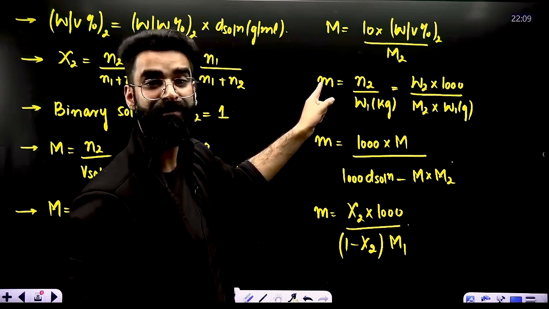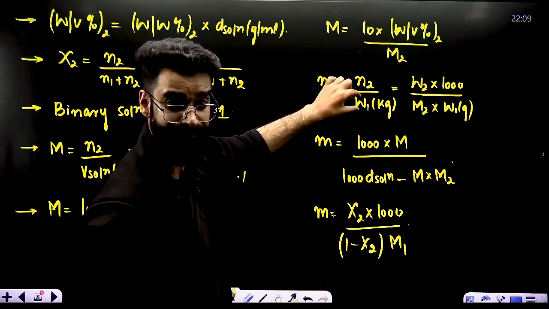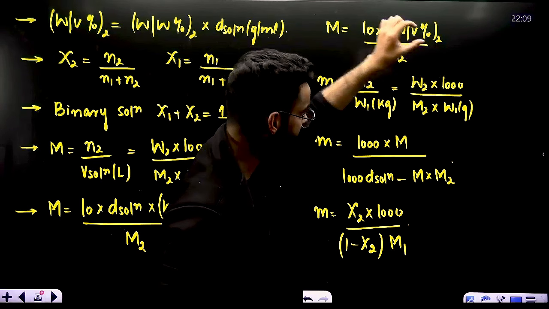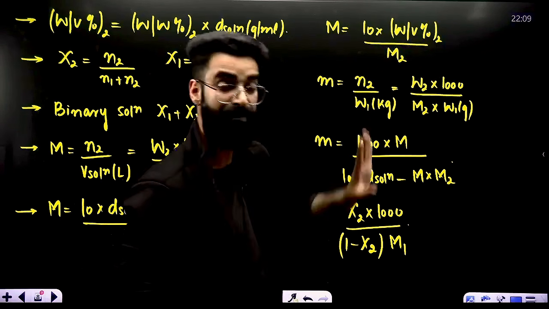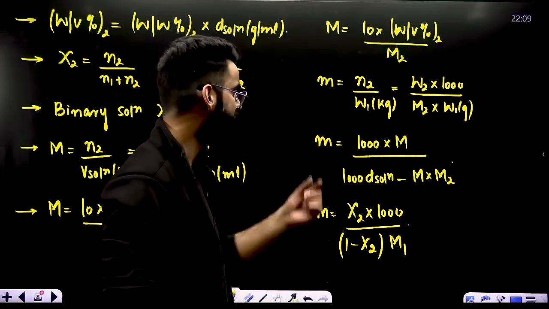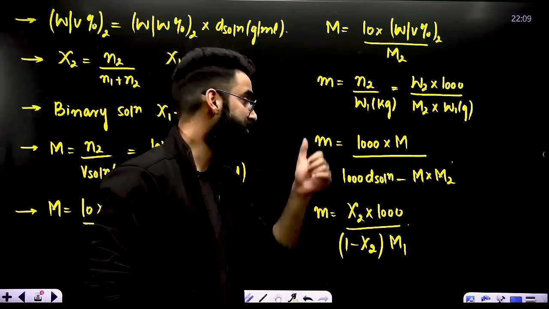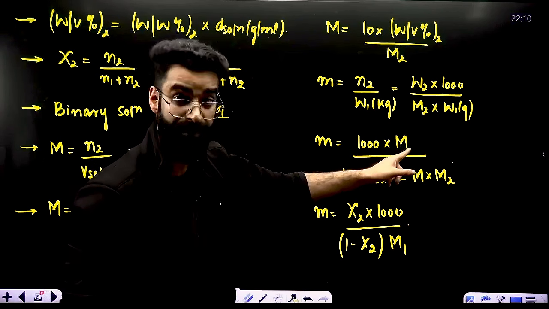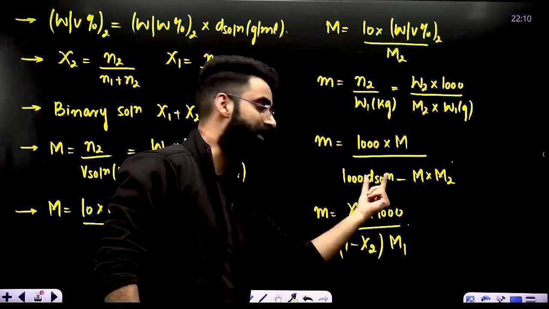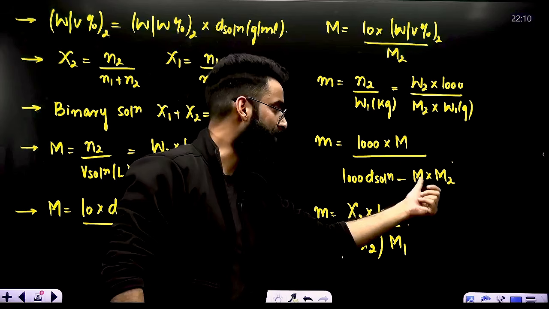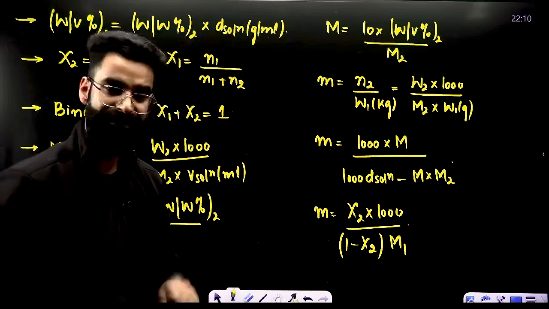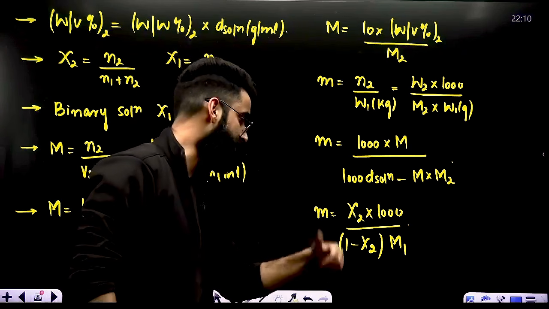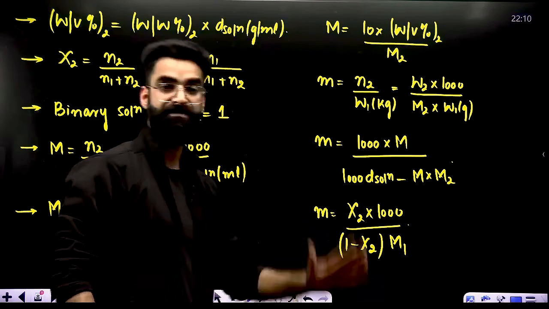Coming to the molality. Molality is number of moles of solute divided by mass of solvent in kg, or mass of solute in grams multiplied by 1000 divided by molar mass of solute multiplied by mass of solvent in grams, right? There is one more result which connects molality with molarity directly. Molality is equal to 1000 multiplied by molarity divided by 1000 multiplied by density of solution minus molarity multiplied by molar mass of solute. In the similar way, molality is equal to mole fraction of solute multiplied by 1000 divided by 1 minus mole fraction of solute, and this is molar mass of solvent.